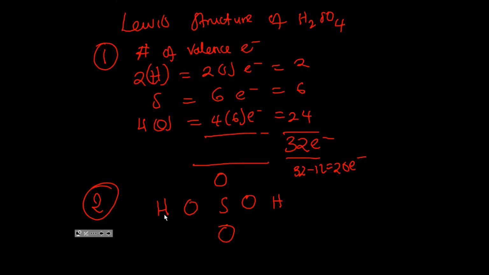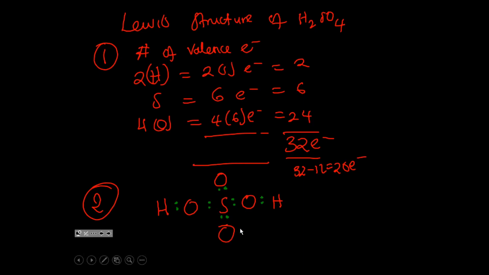Next step is to assign electrons in between them to form a bond, because the atoms cannot just freely hang in space. So far we've used 1, 2, 3, 4, 5, 6 bonds, so 12 electrons. We should be left with 20 electrons to account for. Since the hydrogens are happy, each has a duet of 2 electrons, and the sulfur is happy with an octet.